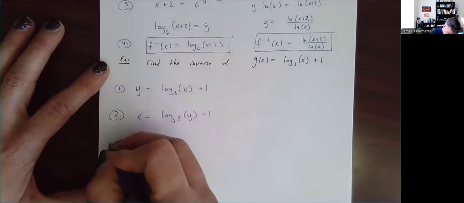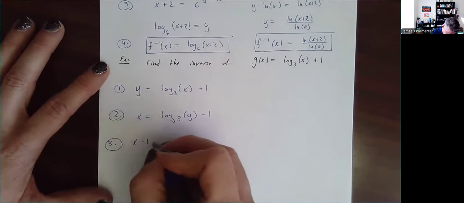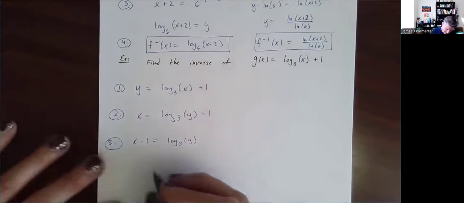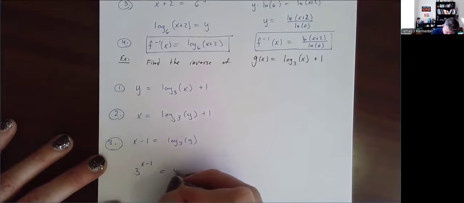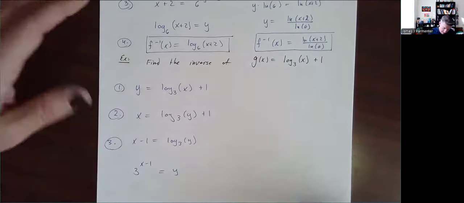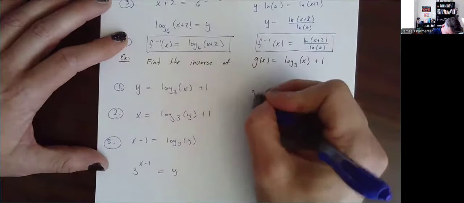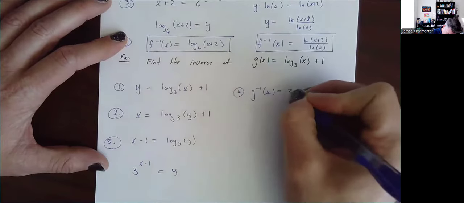Oh, sorry, that's step 3, to start solving. x minus 1 equals log base 3 of y. And then rewrite it as base 3 to the power of x minus 1 equals y. And we're pretty much done. That's kind of it. So you don't really have as many options here. So here our inverse function, g inverse of x, is equal to 3 to the x minus 1.